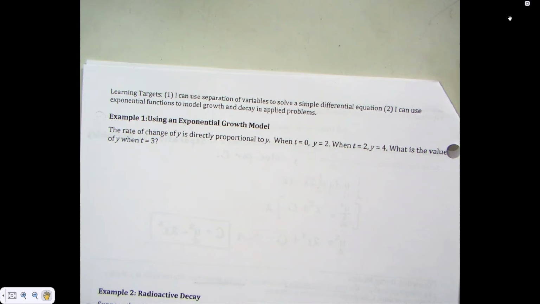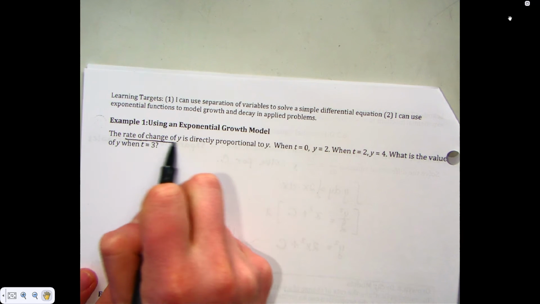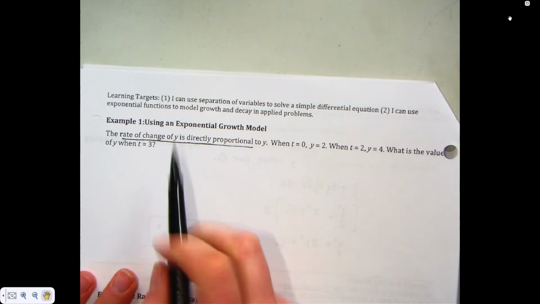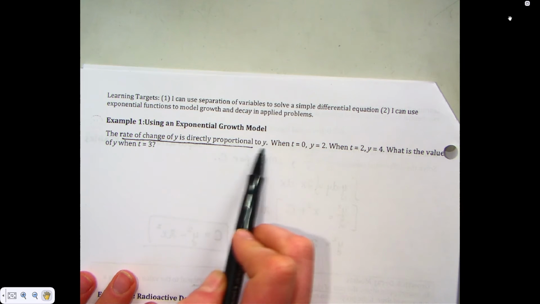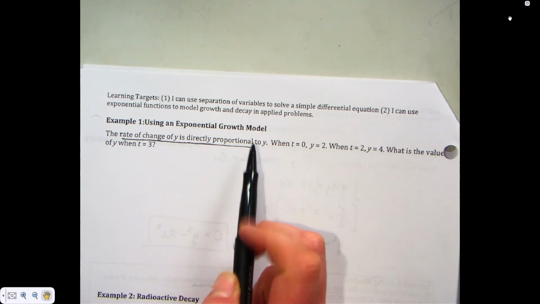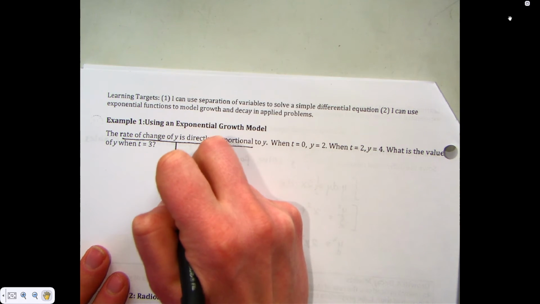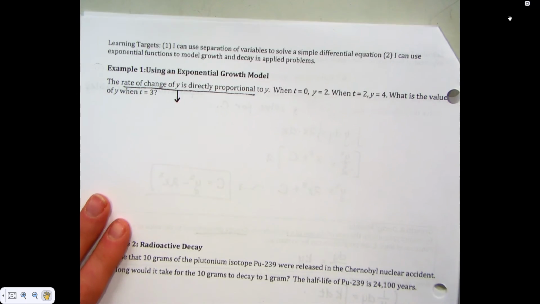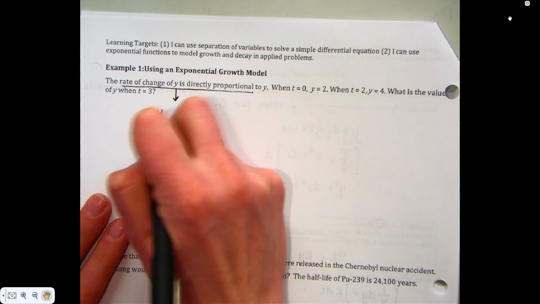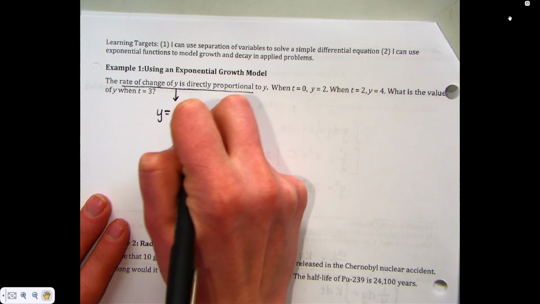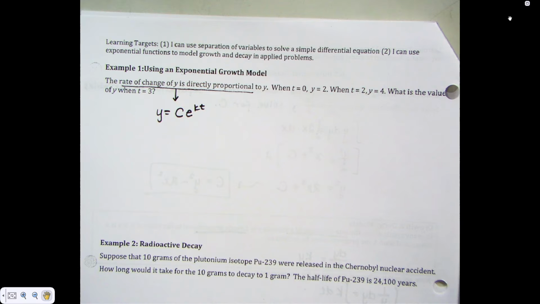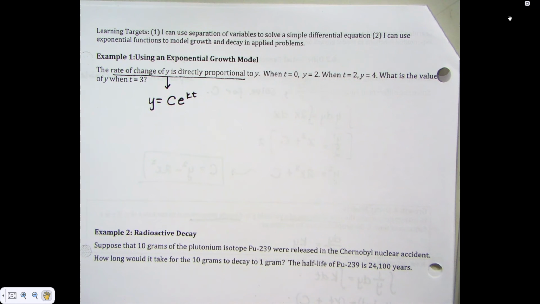So for example, I'm reading this first example here. The rate of change of y is directly proportional to y. I read that, and I know that I could write it just like I did on the previous page, that dy/dt is equal to k times y. However, because of the work we just did together, we are going to jump straight to the symbols y equals ce to the kt. You do not need to redo the calculus every time. You already know that it is true.